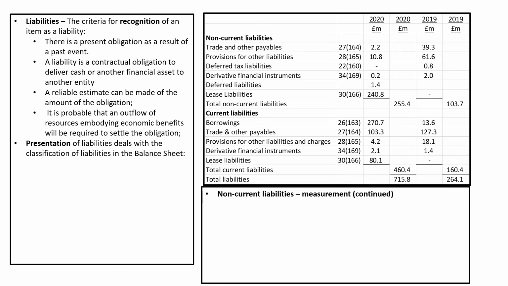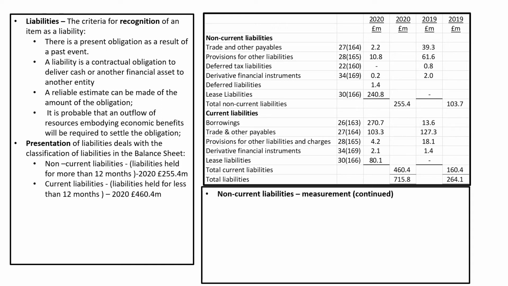Presentation of liabilities deals with the classification of liabilities in the balance sheet. So you have non-current liabilities, liabilities held for more than 12 months, and in 2020 it was 255.4 million. Current liabilities, liabilities held for less than 12 months, and in 2020 it was 460.4 million.